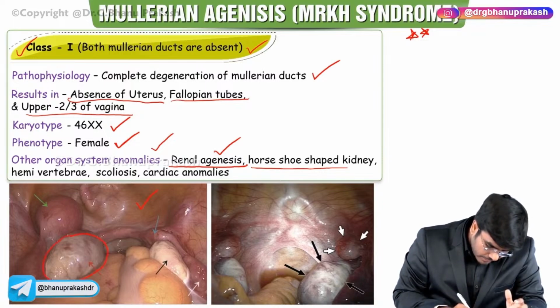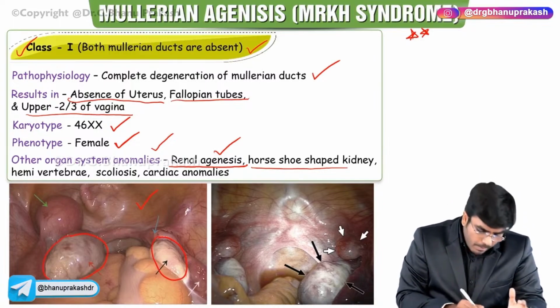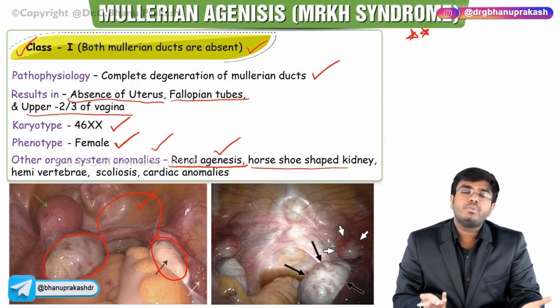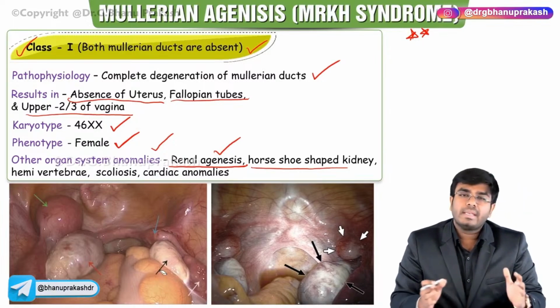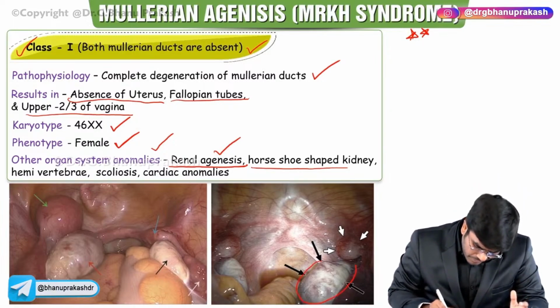Even here, in the laparoscopic view, it's very clear that the ovaries are present. You can see the ovaries over here. Right and left ovary are there. But where is the uterus? Where is the uterus? Uterus is absent. That's the primary pathology here with Mullerian agenesis. Even here, you can see ovaries.